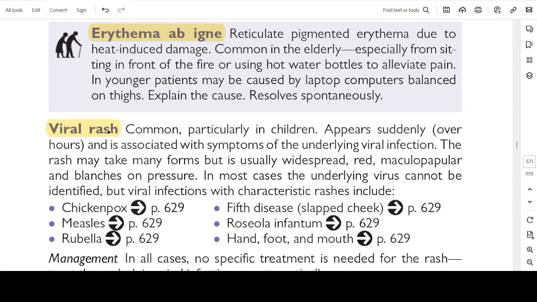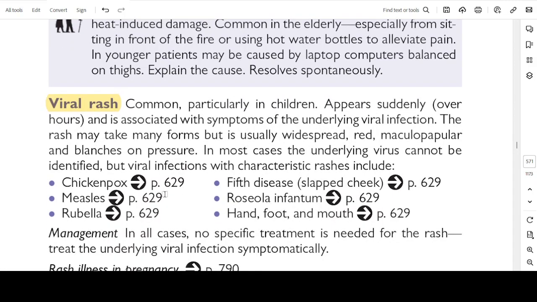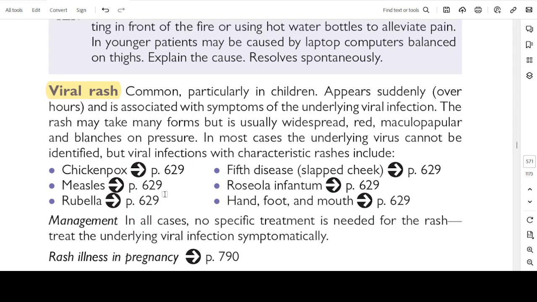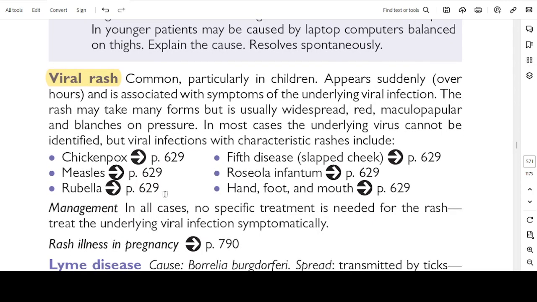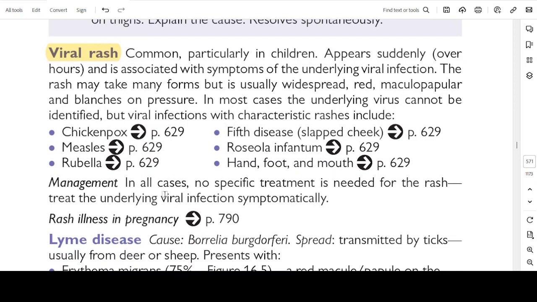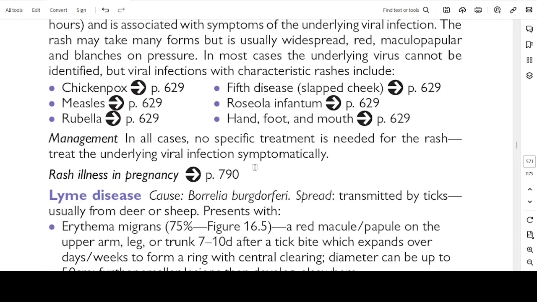Viral rash. Common, particularly in children, appears suddenly over hours and is associated with symptoms of an underlying viral infection. The rash may take many forms but is usually widespread, red, maculopapular, and blanches on pressure. In most cases the underlying virus cannot be identified, but viral infections with characteristic rashes include chickenpox, measles, rubella, fifth disease, roseola infantum, and hand, foot, and mouth disease.